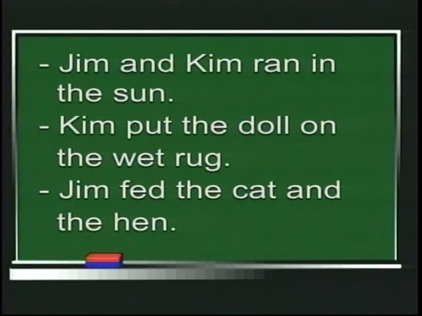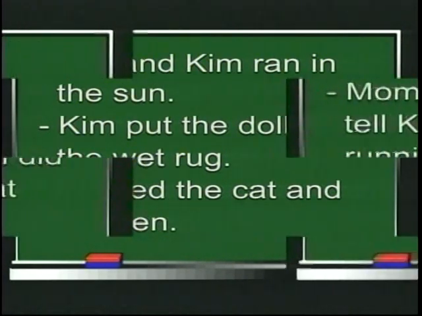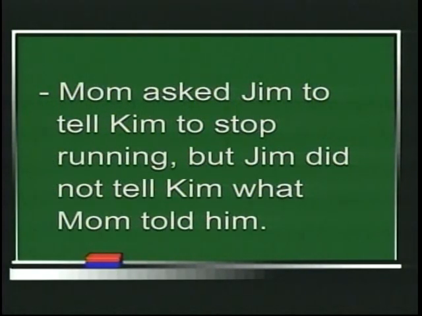You can read now. Here are some sentences for you to try. Jim and Kim ran in the sun. Kim put the doll on the wet rug. Jim fed the cat and the hen. Mum asked Jim to tell Kim to stop running, but Jim did not tell Kim what Mum told him. In the last sentence, you used all the short vowel sounds you learned.